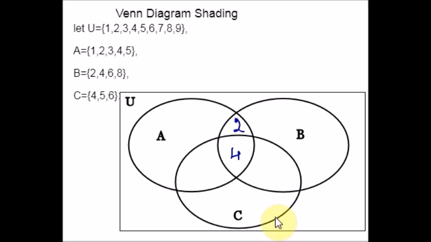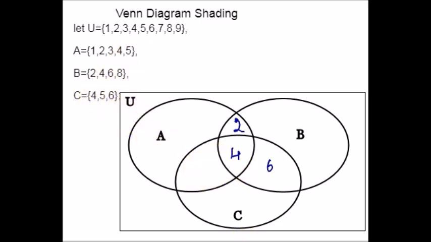Okay, now let us fill in this common region for B and C. So is there any element common for B and C? In B and C we have 4 and 6. Already 4 is written, so 6 is left over. Let's write that 6 in this region where only B and C overlap, not A. Exclude the region A. Now let's fill in this overlapping region for A and C, common for these 2 circles. So for A and C we have 4 and 5. So 4 is already mentioned, you have to write 5 in this region.